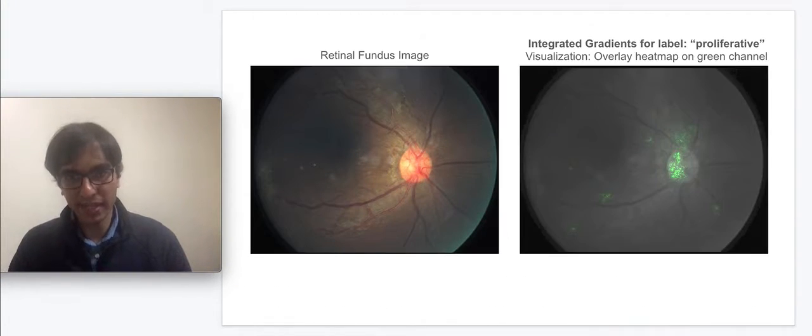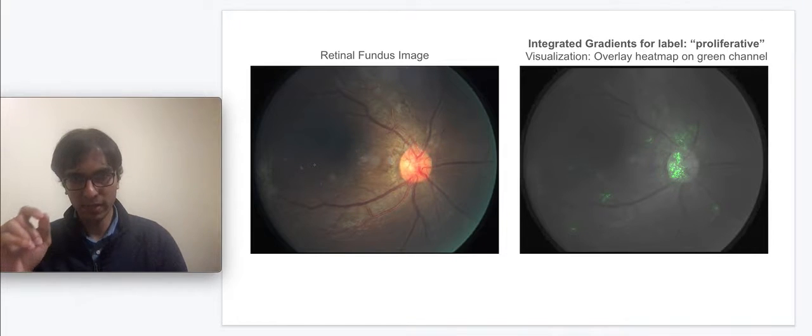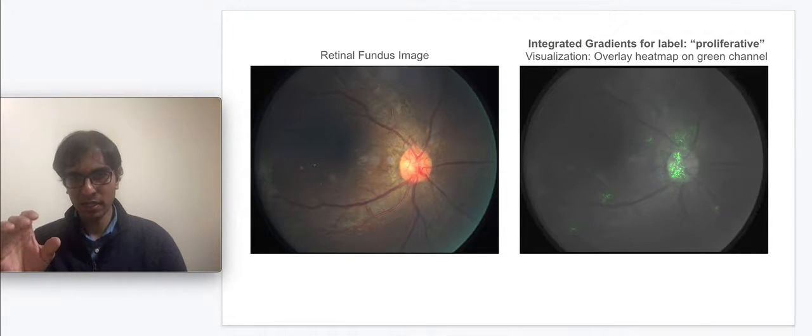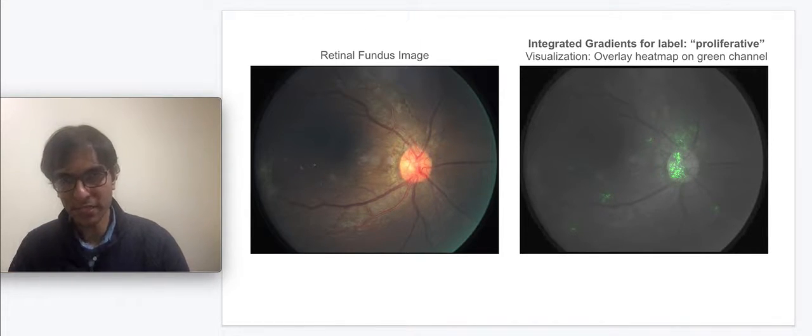So we apply the integrated gradients method, and as before, we highlight the pixels that receive the highest attribution. So here we basically visualize the attributions by scaling them on the green channel and placing them on a grayscale background image. So these pixels that are marked in green are the ones that are most important for this prediction.